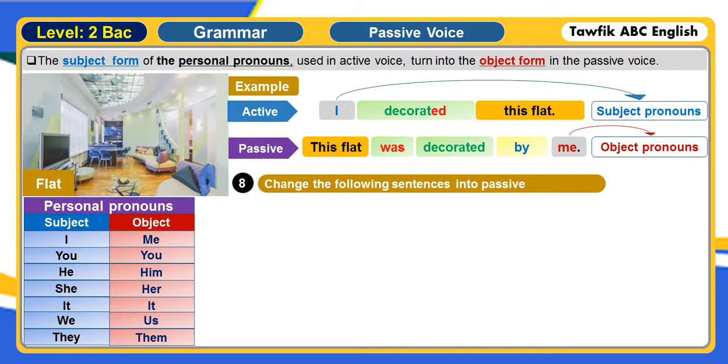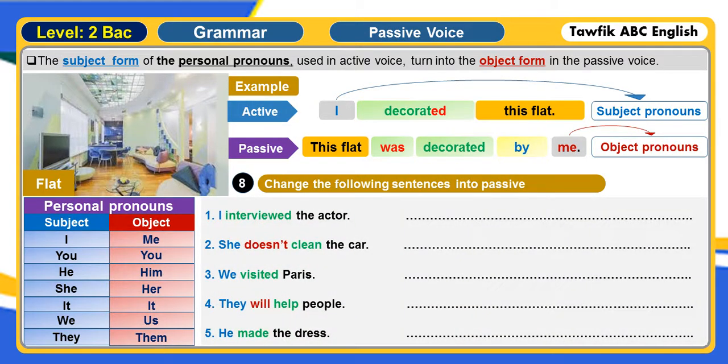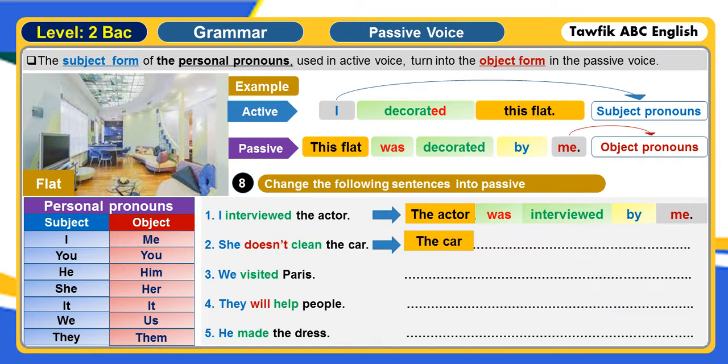Examples. Change the following sentences into passive. I interviewed the actor. We say the actor was interviewed by me. Okay. Number 2. She doesn't clean the car. نبدأ with the car. Yes, good. Doesn't. Which tense is this? Simple present negative. So the car isn't cleaned. Okay. The car isn't cleaned by her.